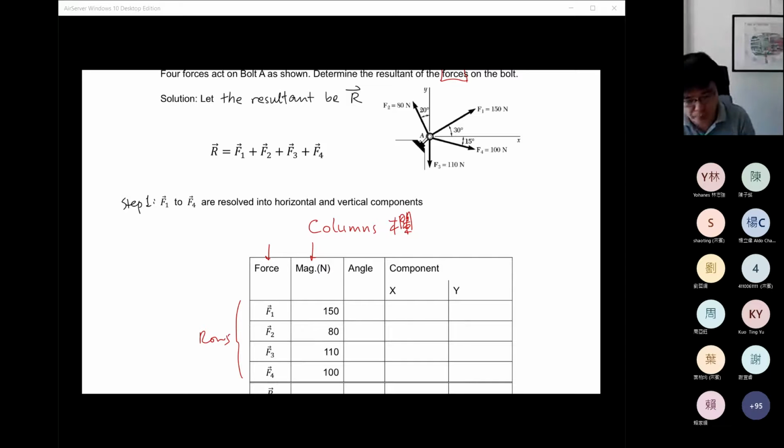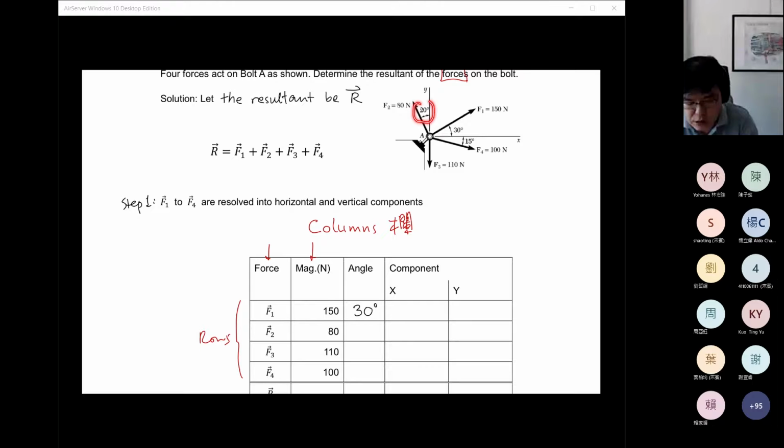Let's begin with F1. F1 is this one. It has the magnitude of 150 newtons and its angle is 30 degrees. This is simple enough. F2 is 80 newtons. Also clear enough. But how about the angle?